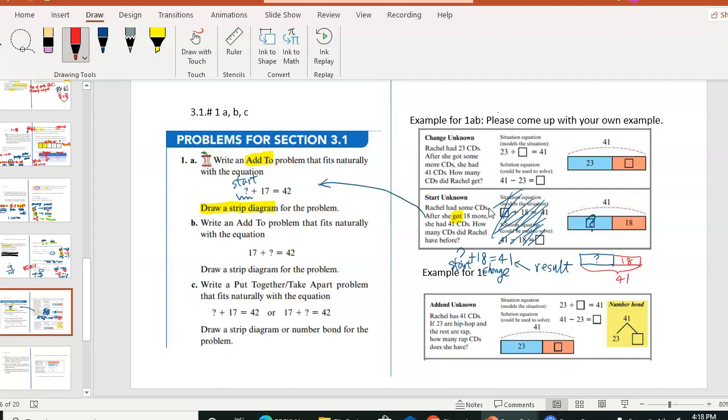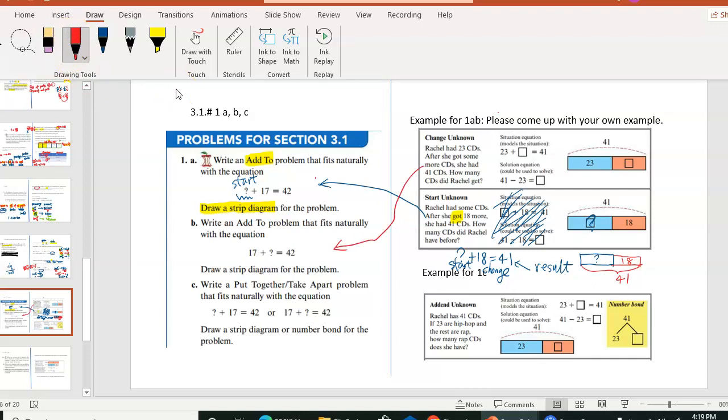For the top example, it's not a similar example for 1A, but if they ask you to do 17 plus what is 42, then you have to use this example. Actually, we do have the next question right here, and that one is for this one here.